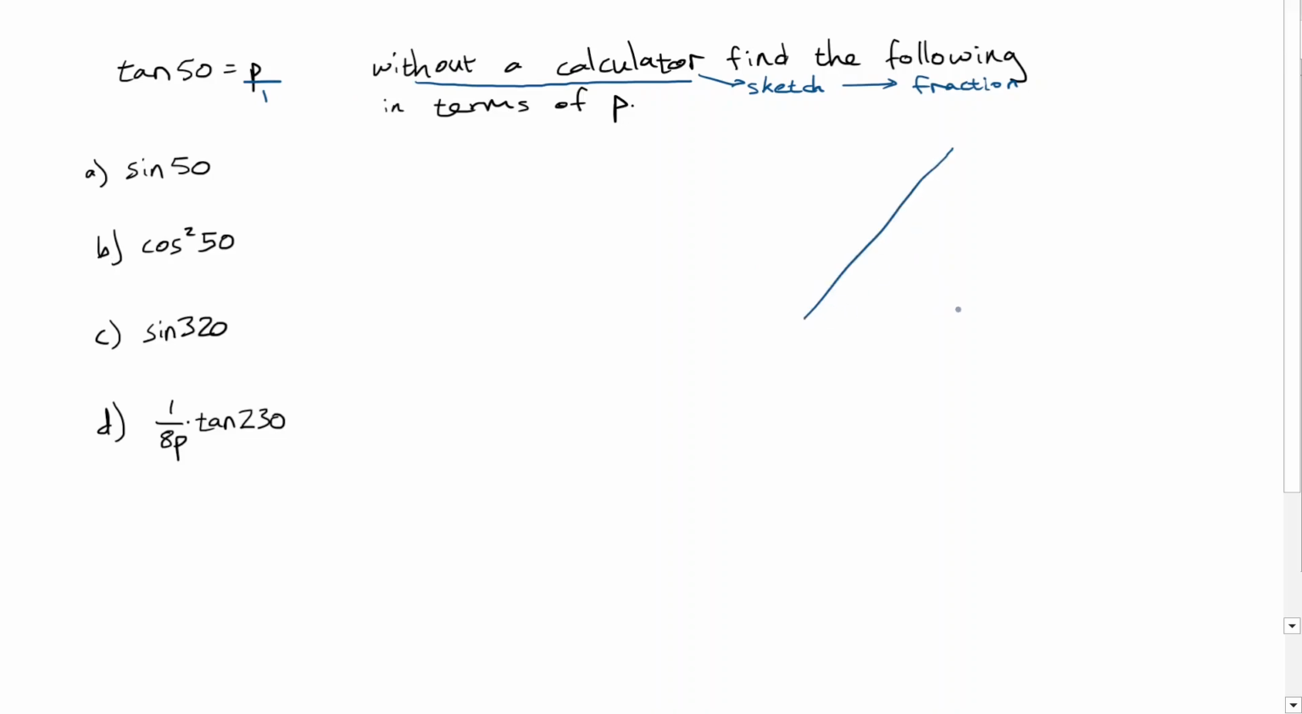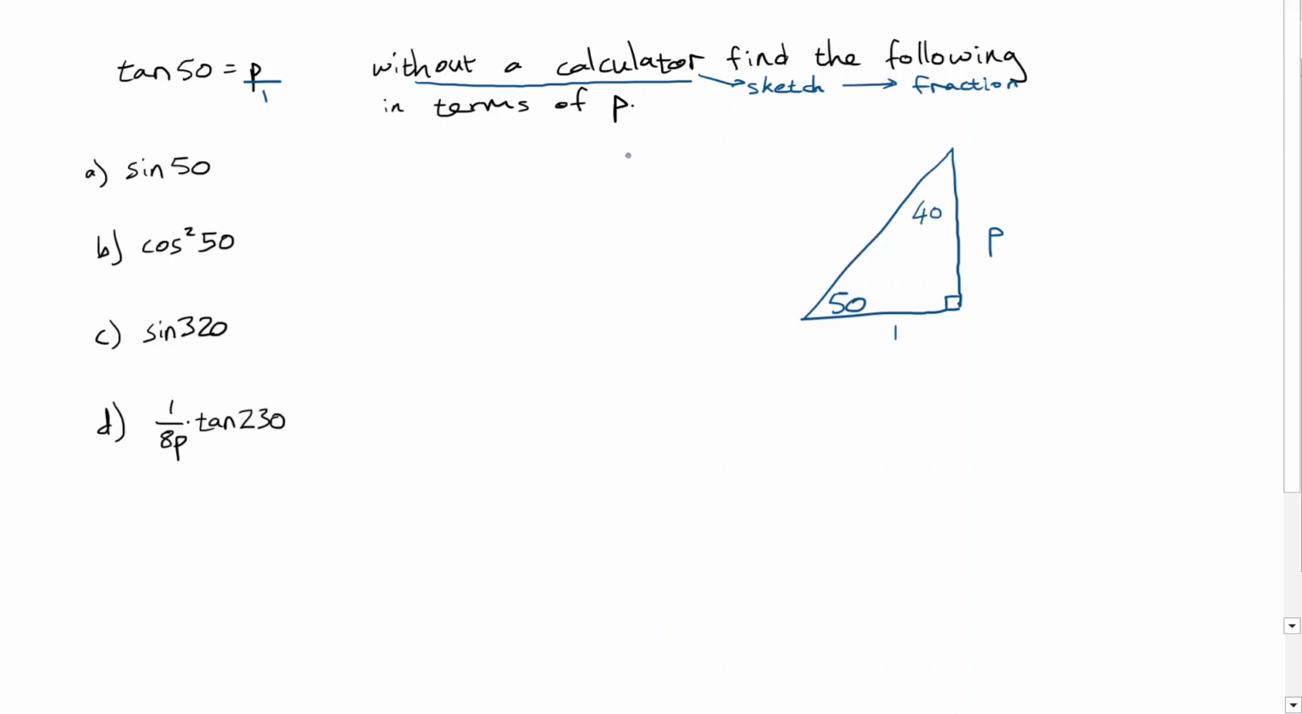And so here we've got our triangle. I'm going to put 50 in the corner here. As a good discipline, I'm going to work out the other angle immediately. Tan, from SOHCAHTOA, tan is opposite over adjacent.